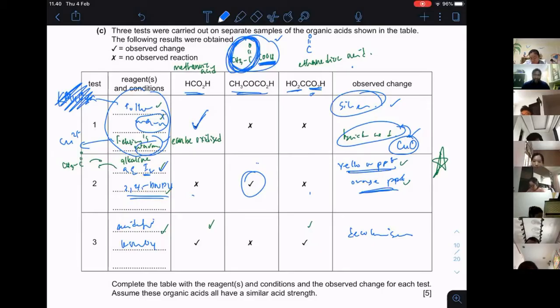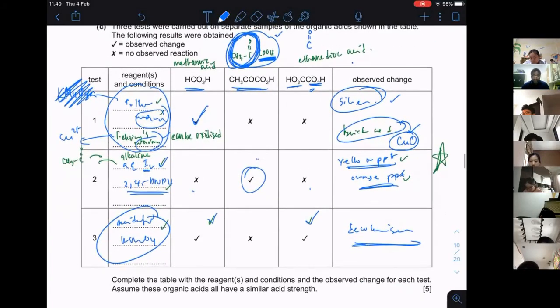And then the last one, they say both methanoic acid and ethanedioic acid can be oxidized, so it has a positive reaction. Both of them can be oxidized only by a strong oxidizing agent, which is acidified potassium manganate(VII). The purple color will be decolorized, so this is going to be the observation. We have done this before also, so please revise on this.